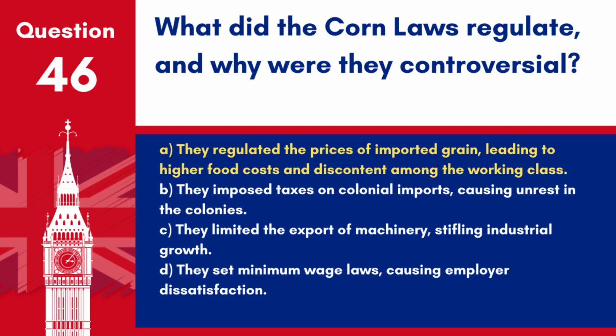Answer: A. They regulated the prices of imported grain, leading to higher food costs and discontent among the working class. The Corn Laws were highly controversial because they kept grain prices high to benefit domestic producers, but made food unaffordable for many others, leading to widespread protests.